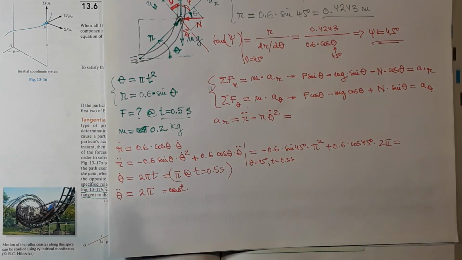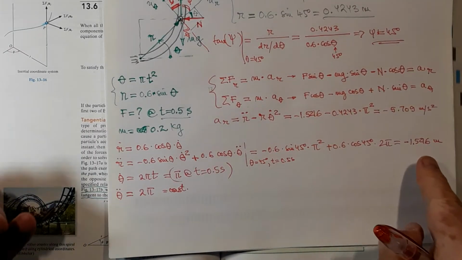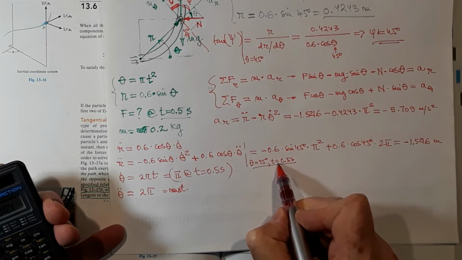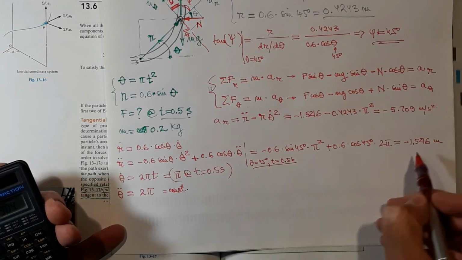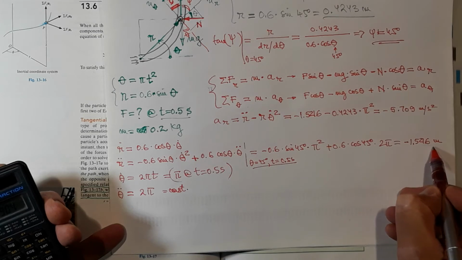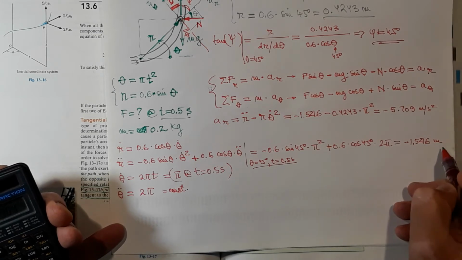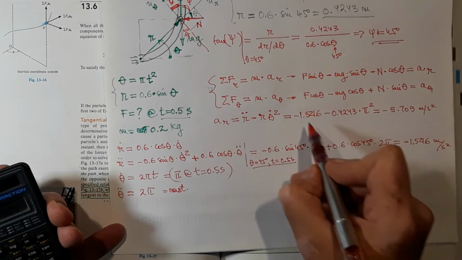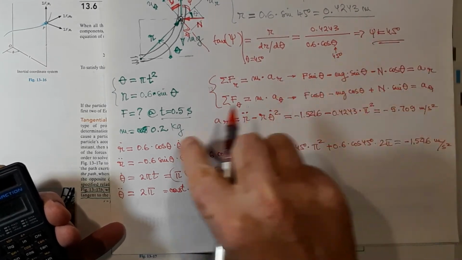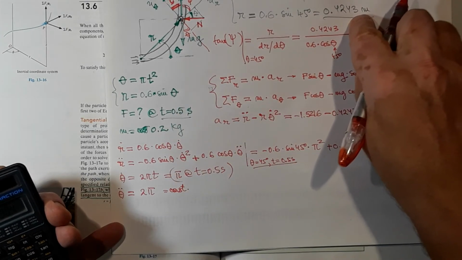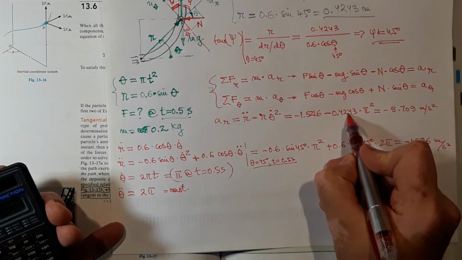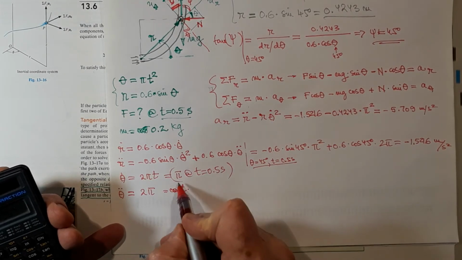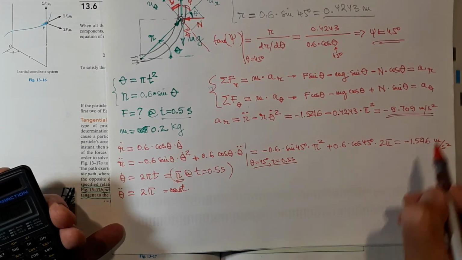Okay, let me pause. I calculated r double dot at 45 degrees and t equals 0.5 seconds, and I've got negative 1.5216 meters per second squared, it has units. So you have it here, negative r at that instant. We have it calculated here, so negative 0.4243 times theta dot, which we calculated as pi for t equals 0.5 seconds. Okay, so I've got a_r.